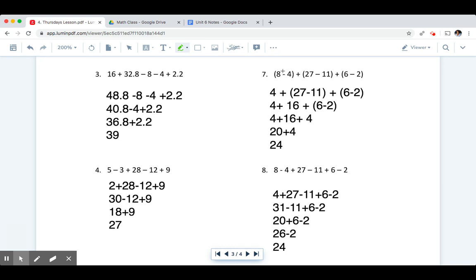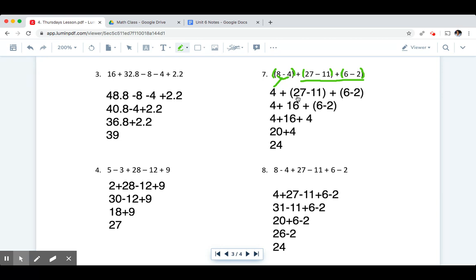For number 7, we have 3 sets of parentheses. So we have only addition and subtraction happening, but remember, because there's parentheses, we have to do the parentheses first. But all of our expression is within the parentheses. So since we have so many sets of parentheses and they are all equally important, we'll just start with the one on the left. 8 minus 4 is 4, and I rewrite the rest. I have to make sure that I rewrite it with the parentheses so I don't make any mistakes.